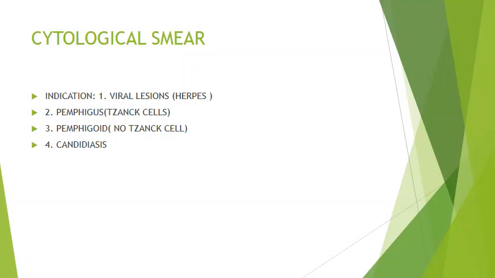Now, in what cases we do cytological smear is important. First of all, viral lesions such as herpes or varicella. Then pemphigus, pemphigoid, and candidiasis, you can use the cytological smear. Not in dental pain. If a patient has pain of endodontic origin or periodontal origin, but no viral lesion, no pemphigus, pemphigoid, or candidiasis, you will not use cytological smear. So this is indicated for only these 4 conditions.